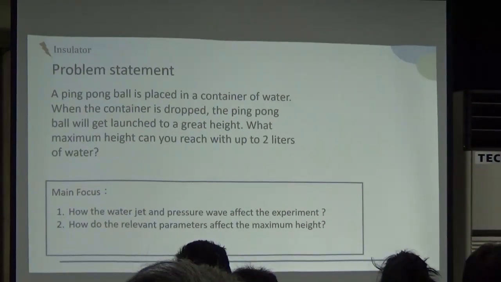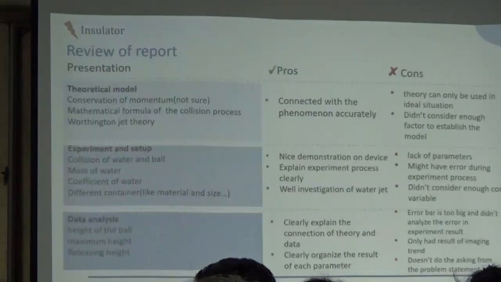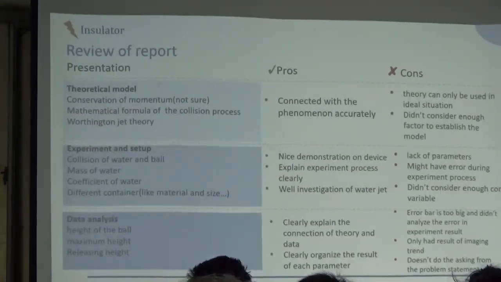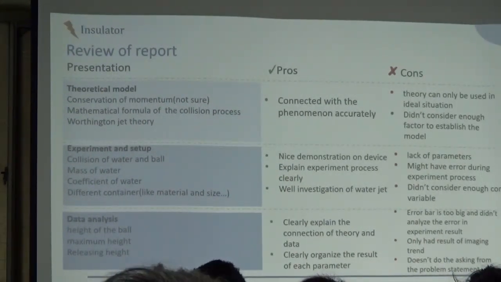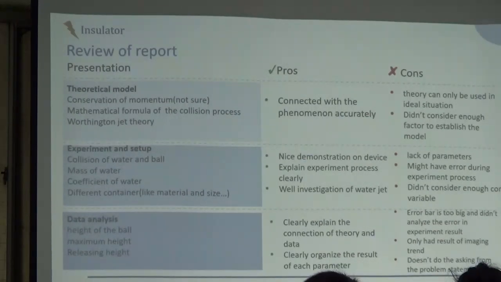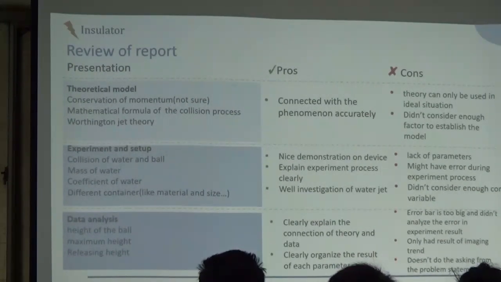...the relevant parameters that give a maximum height. And here is the review of the report. In the theoretical model, they talk about the conservation of momentum, the mechanical formula of the collision process, and the jet theory. For the first issue, he connected it with momentum accuracy, and his theory can only be used in ideal situations. He didn't consider some factors when establishing the model.